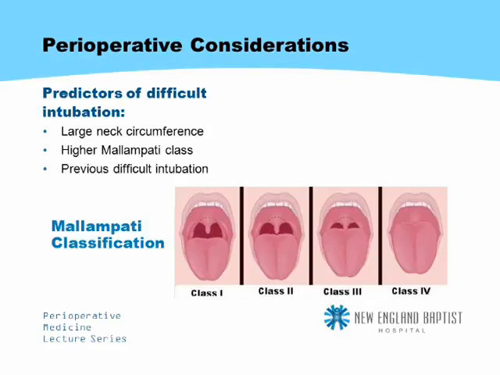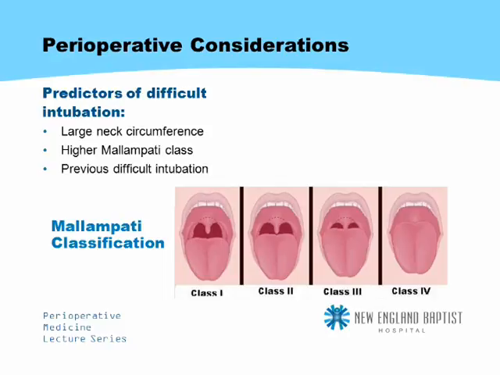So when we evaluate patients with obesity, one of the first things that worry us is, are they going to be difficult to intubate? And some of the factors that predict difficult intubation include a large neck, a higher Mallampati class, and previous difficult intubation. So this could be unrelated to obesity.